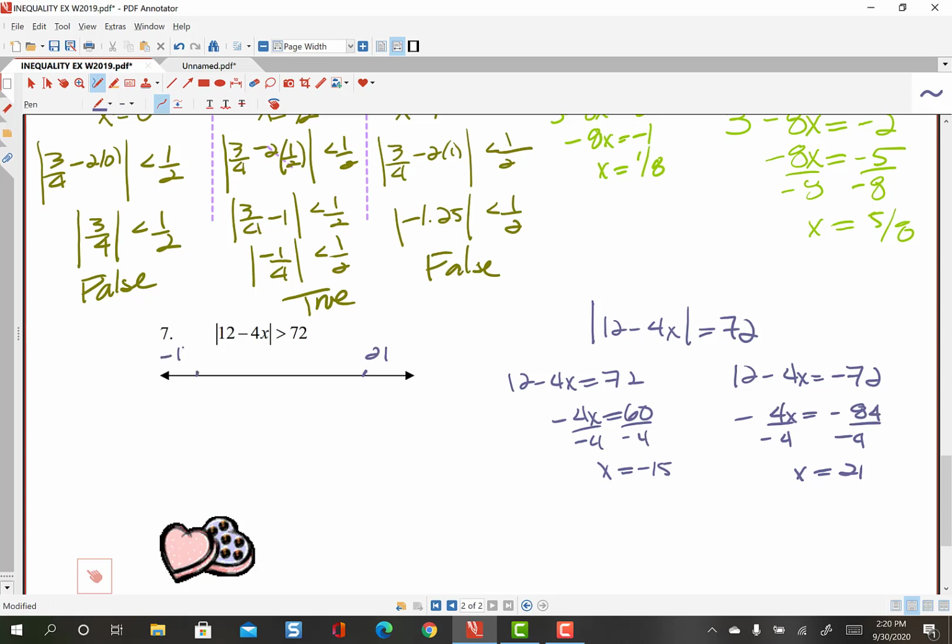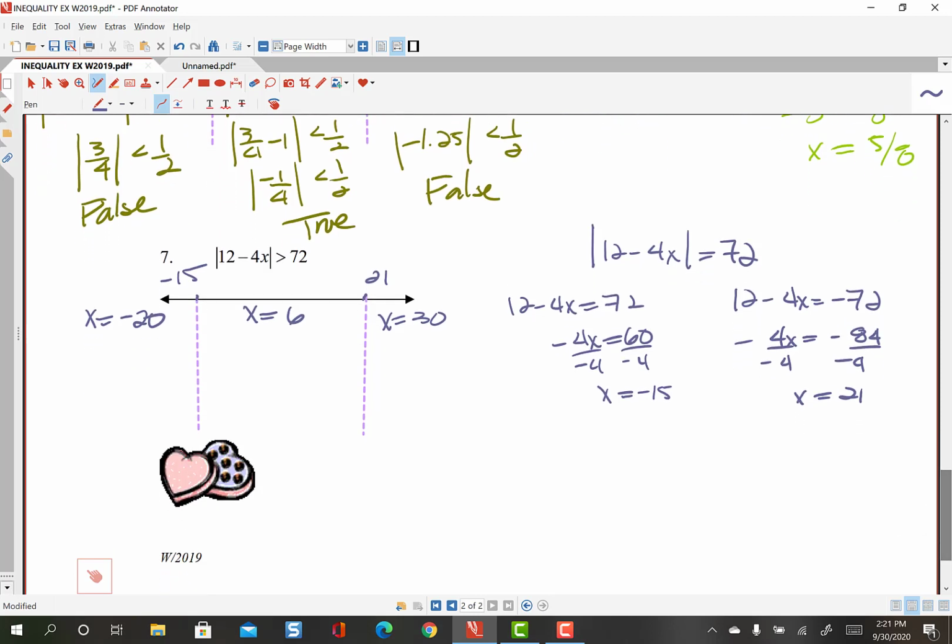Let's say if I have negative 15 here, and let's divide this up and pick some values that fall within these intervals, any number that falls within the interval. So something bigger than, let's say 21, let's say if I let x equal 30. Something between negative 15 and positive 21, you're all going to pick 0. I'm going to pick 6. And then something less than negative 15, let's say if I selected negative 20. All right, so let's put this in here and see what happens.